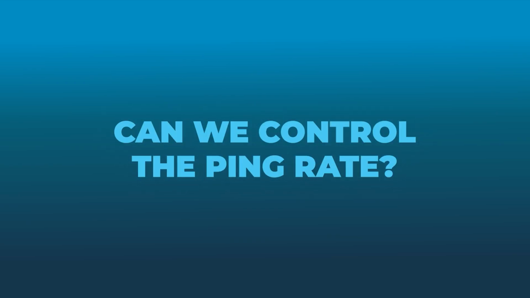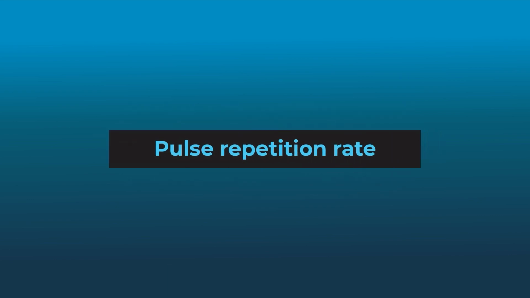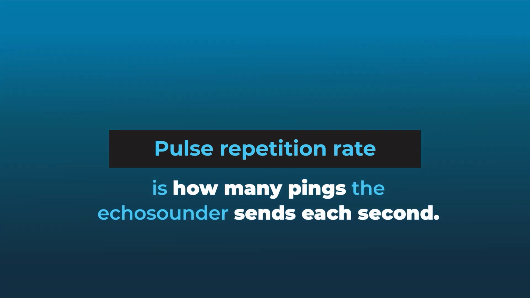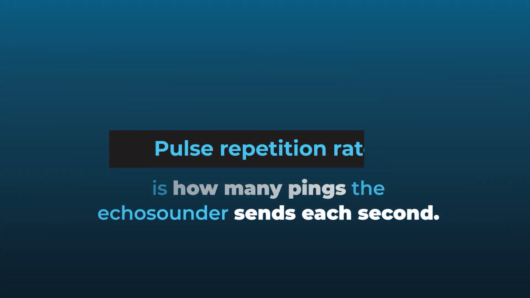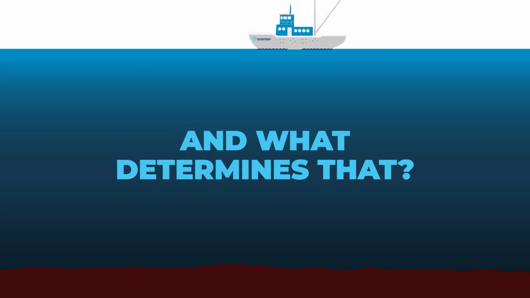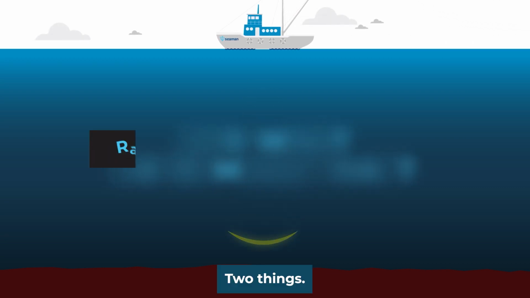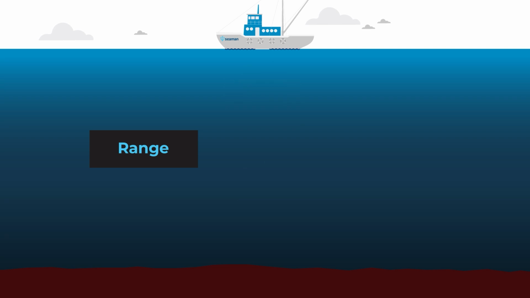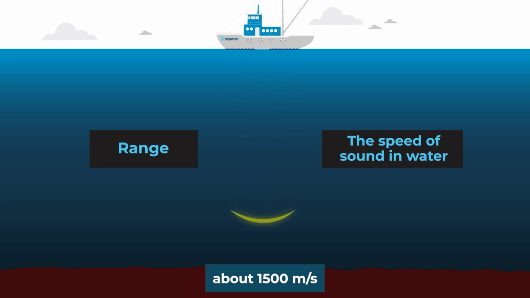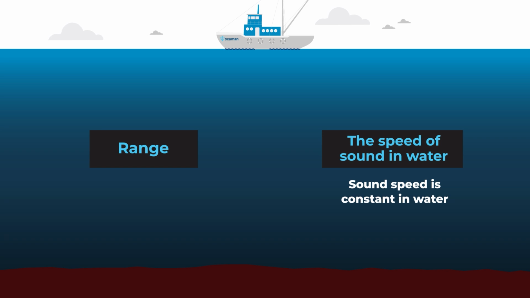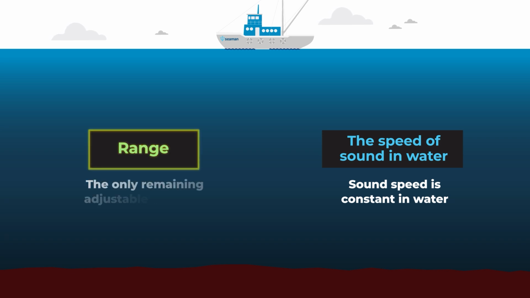Can we control the ping rate? To answer that, remember, the pulse repetition rate is how many pings the echosounder sends each second. And what determines that? Two things. The range you select. The speed of sound in water, about 1,500 meters per second. Because sound speed is constant in water, the only remaining adjustable factor is the range.